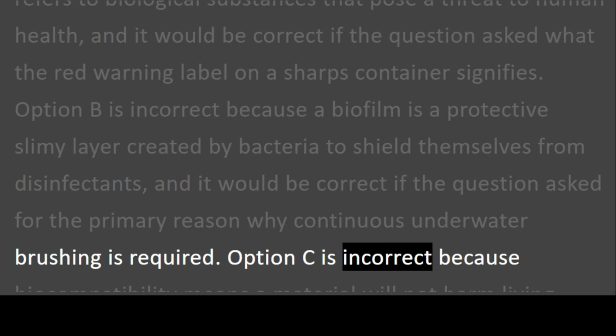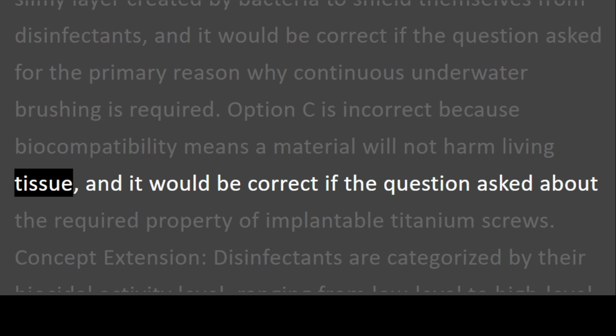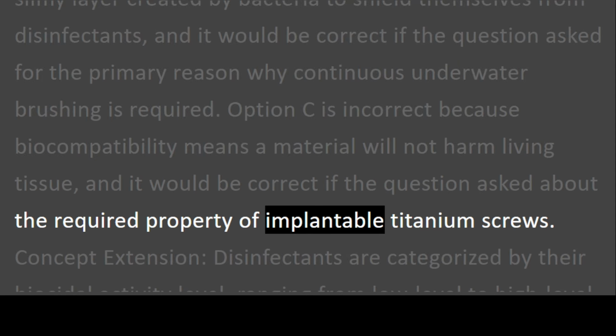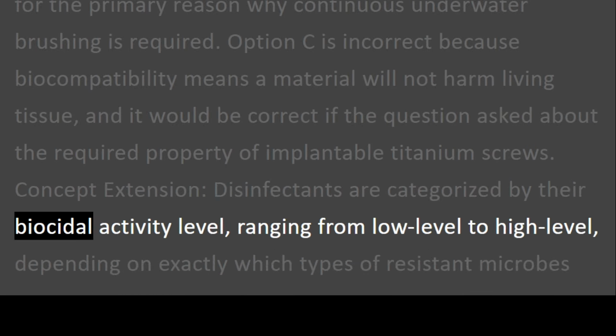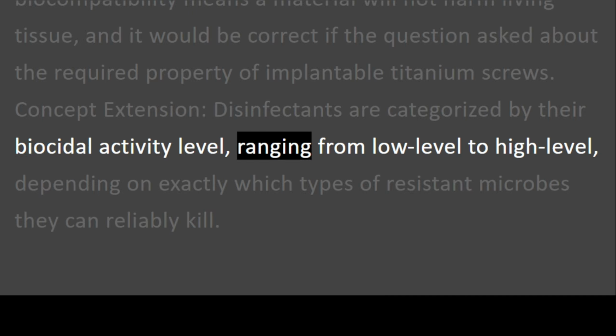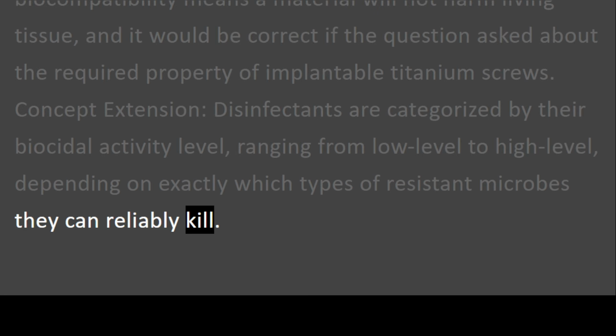Option C is incorrect because biocompatibility means a material will not harm living tissue, and it would be correct if the question asked about the required property of implantable titanium screws. Concept extension. Disinfectants are categorized by their biocidal activity level, ranging from low level to high level, depending on exactly which types of resistant microbes they can reliably kill.